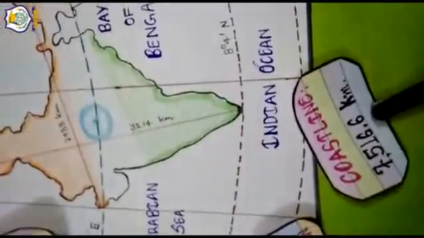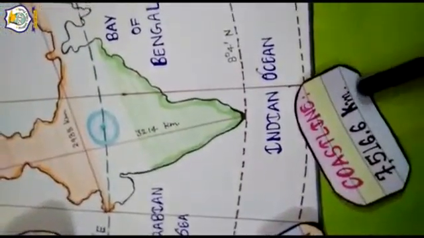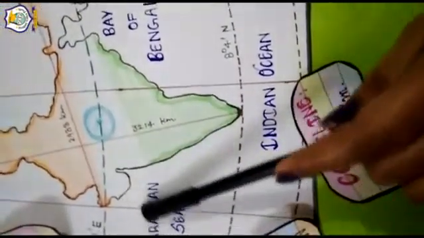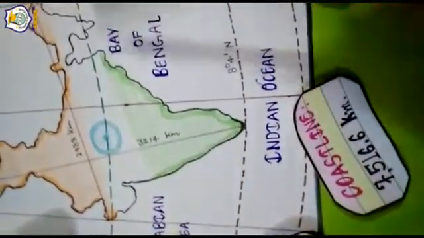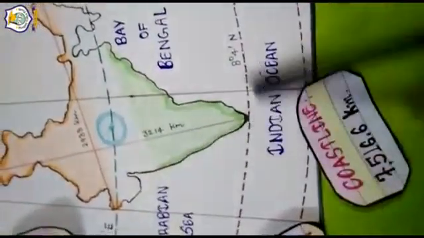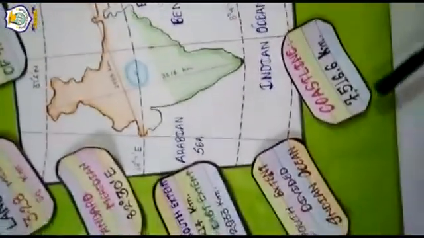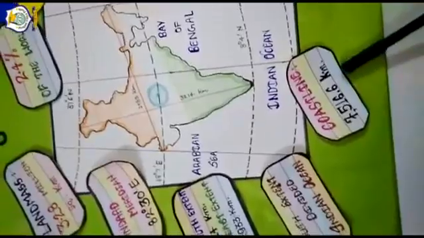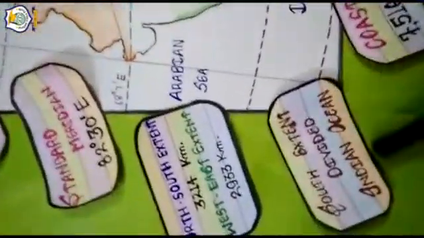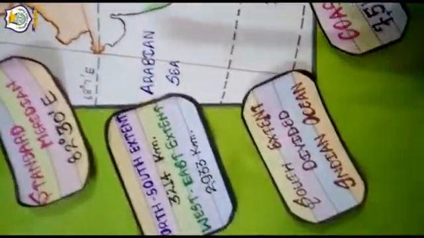India's coastline is 7,516.6 kilometer. It means it will start from the Gujarat belt to West Bengal. So this is the coastline of India, 7,516.6 kilometer. Now we will see the southern extent dividing the Indian Ocean.